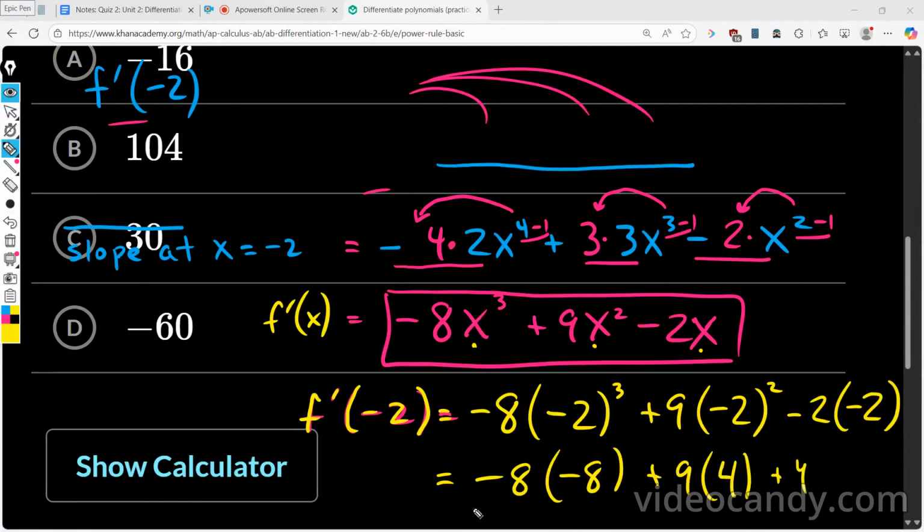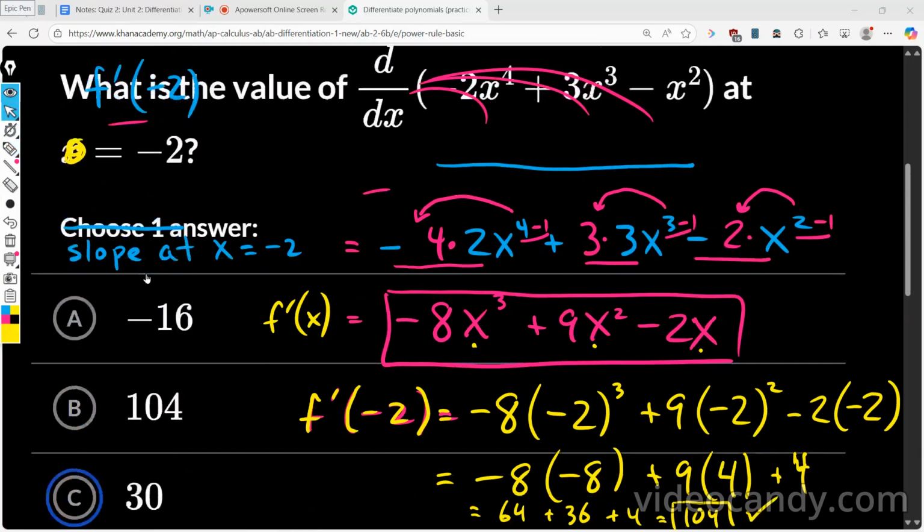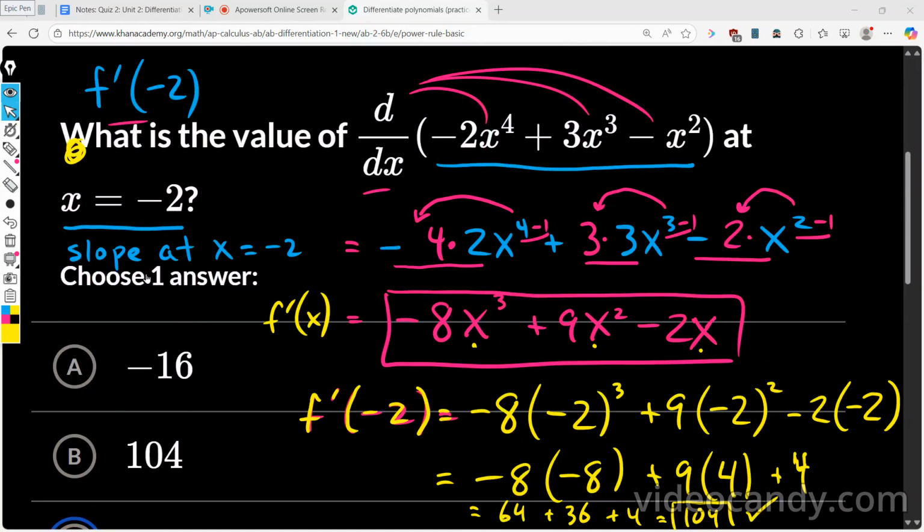Okay, negative 8 times negative 8 is 64. 9 times 4 is 36. And plus 4 on the end. I think that's going to be 104 if I'm not mistaken. Okay, it's good practice to do it manually, but double check with the calculator if you do it manually. It should be 104, which is answer B. Okay. That's it right there.